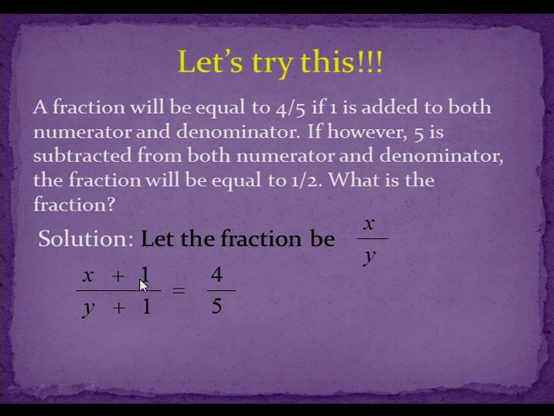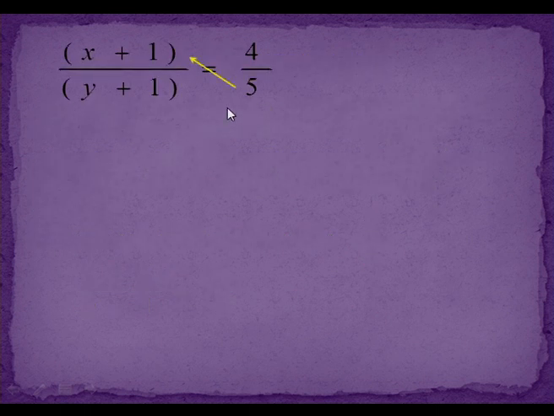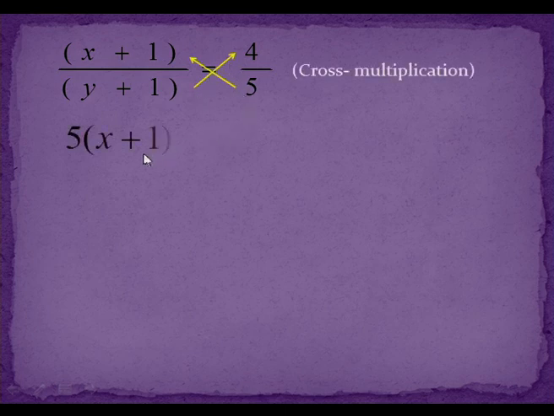I am trying to add 1 to both numerator and denominator, then the fraction becomes equal to 4 by 5. So, (x plus 1) by (y plus 1) is equal to 4 by 5. What is the next step we are going to do? Yes, we will cross multiply the equation so that we get 5 times of (x plus 1) is equal to 4 times of (y plus 1).